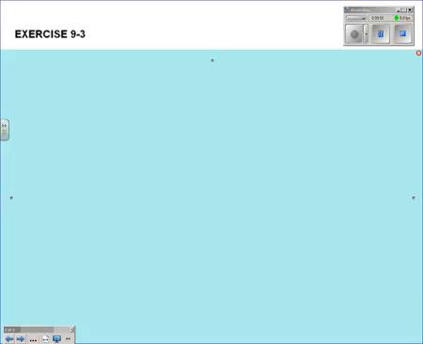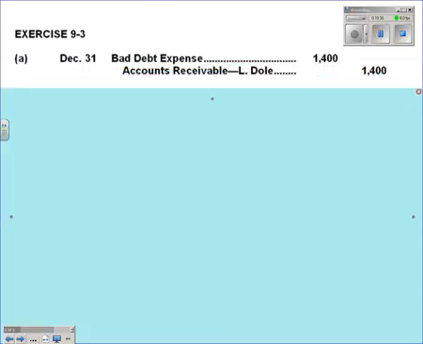Okay, so here's where I know a lot of you are confused with 9.3, so please let's all be really attentive here. The ledger of Costello Company at the end of the current year shows accounts receivable at $110,000, sales revenue at $840,000, and sales returns and allowances at $20,000. If Costello uses the direct write-off method, dart to the balloon, for uncollectible accounts, journalize the adjusting entry, assuming Costello determines that L. Dole's $1,400 balance is uncollectible. Bad debt expense, $1,400. L. Dole, you no longer owe us money.